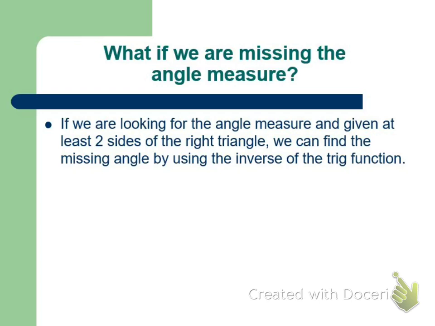If we are looking for the angle measure and given at least 2 sides of the right triangle, we can find the missing angle by using the inverse of the trig function. This should not sound new. I feel like I've said that over and over again. The inverse is denoted with that -1. So inverse sine is sine -1 of, in this case, they just put x.